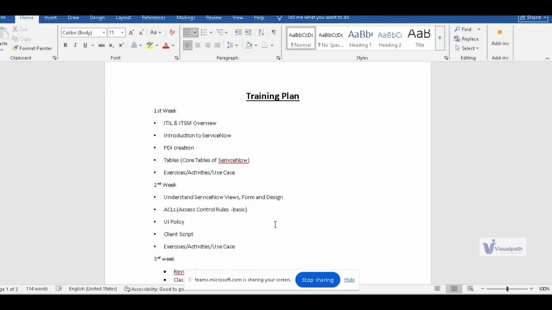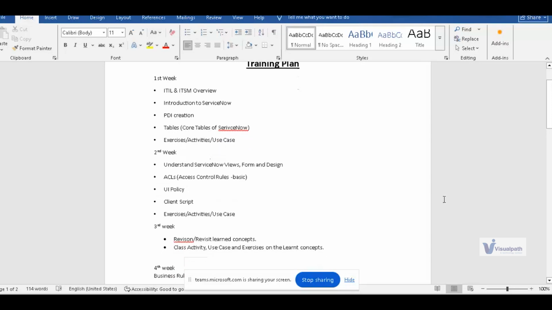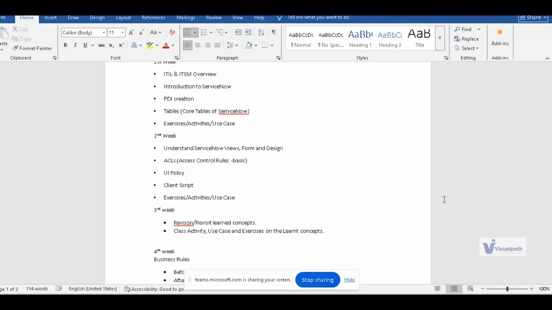The next is client-side scripting and client-side logic built for ServiceNow, that is the UI policy and the client script. I will be giving you the exercises for that week. By the end of that week, you can go and work on UI policies and client scripts. Normally, others will go ahead with the next topic, but I keep the third week for revision. We are going to do a lot of exercises in the third week.